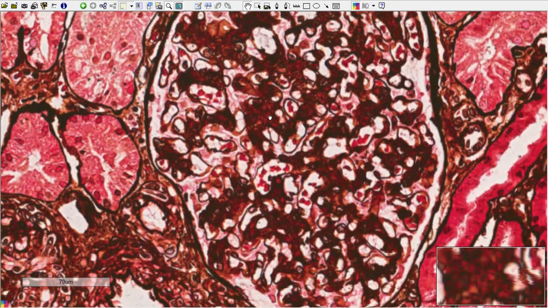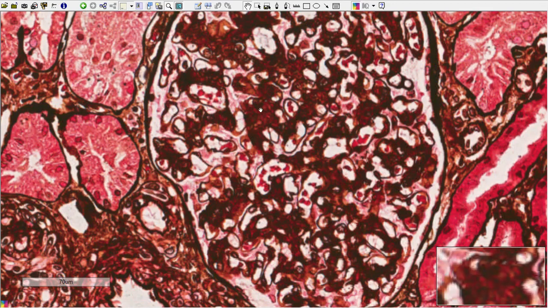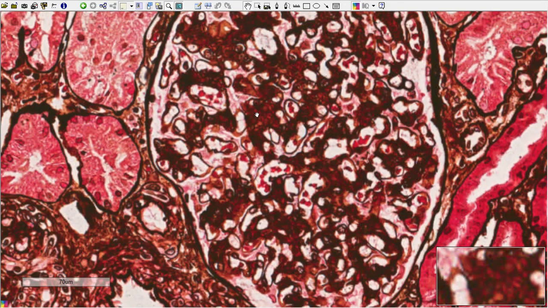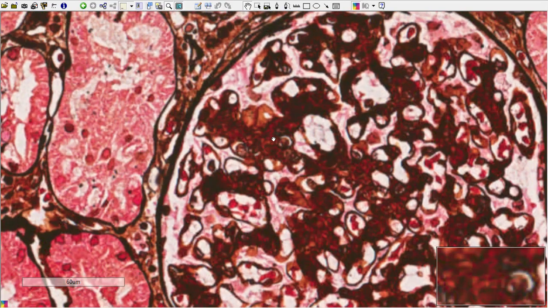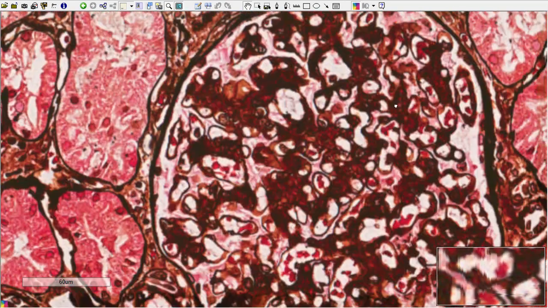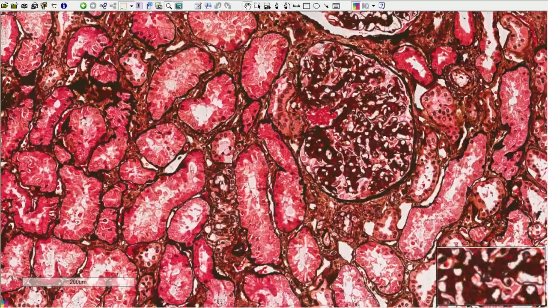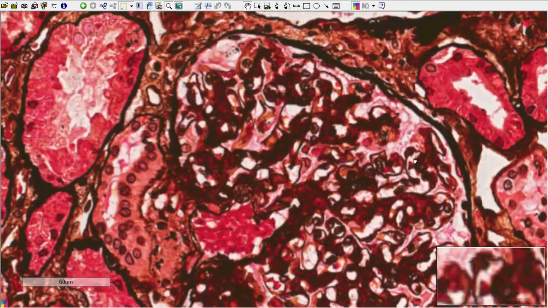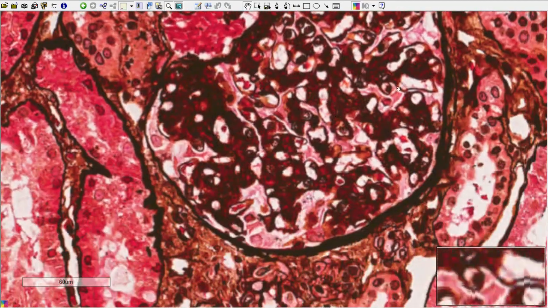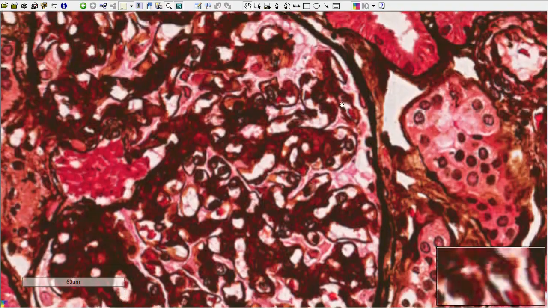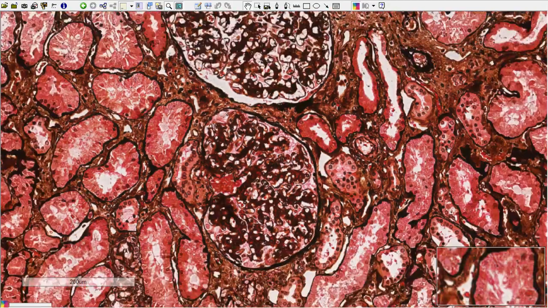Although this silver, as I was saying, is a little bit too dark, we can appreciate that some of these mesangial areas are only weakly silver positive. So no endocapillary proliferation. I don't see subepithelial deposits. I don't see spikes at this resolution.